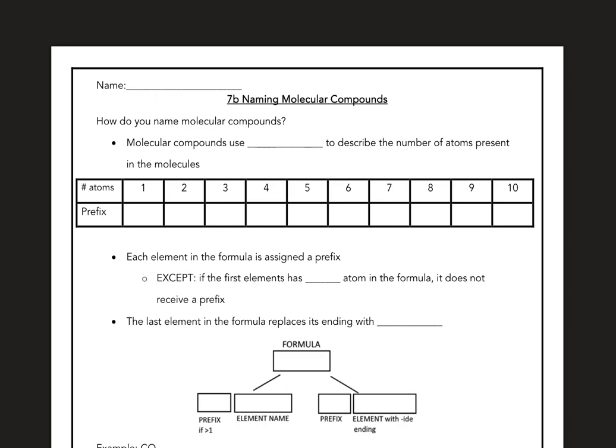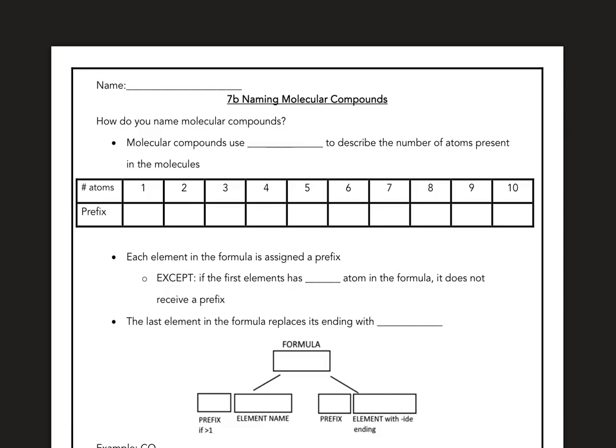Hi everyone, these are the notes on naming molecular compounds. You should have a periodic table in front of you as well as a copy of these notes. If you for some reason cannot find a paper copy, there is an online copy on Canvas.